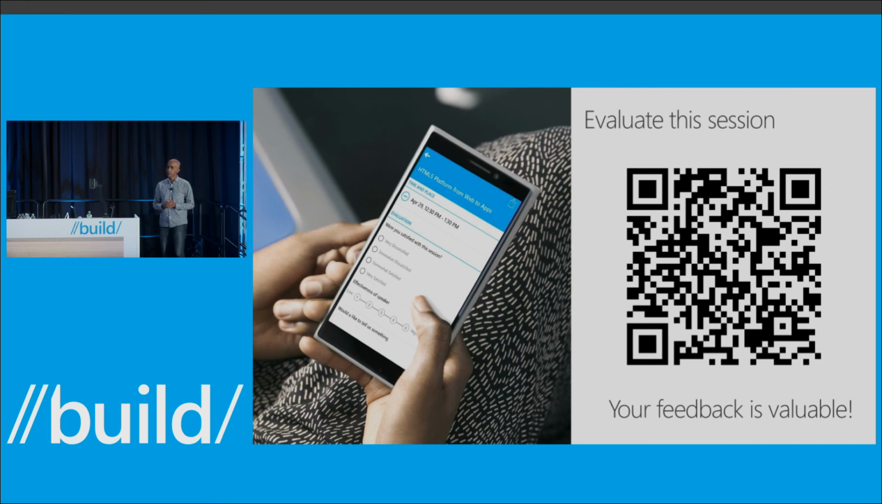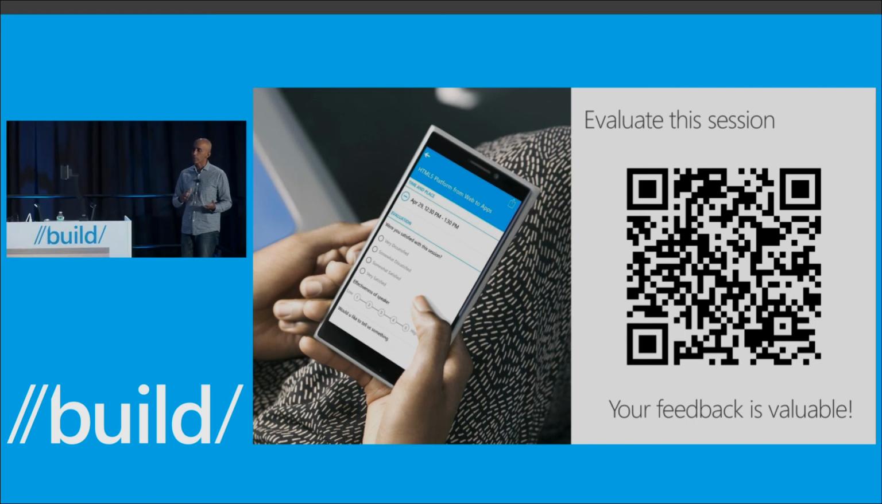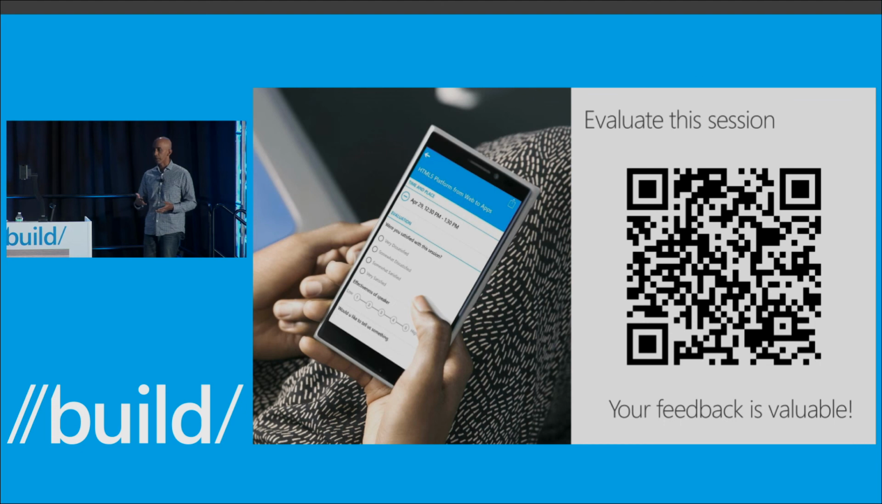I have one question. Do you have any plan for supporting the Win32 API? I'm sorry, I didn't get the question. Win32 native app, any plan for that? Right now, this functionality is available for Universal Windows apps. Win32 is something we are looking into.